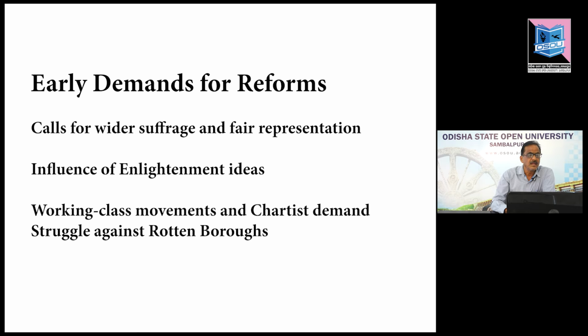Next, the early demands for reform. Let us see what the early demands for reform were. We all know that from the 14th century onwards, we have the Renaissance or the Enlightenment movement. So people gradually tried to reform this age-old system of monarchical government with the calls from the Renaissance, and they demanded wider suffrage and fair representation in Parliament. Wider suffrage means a larger number of common people should be involved in the administrative process through proper representation.